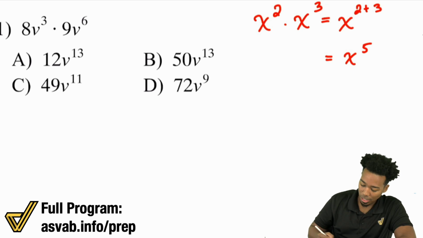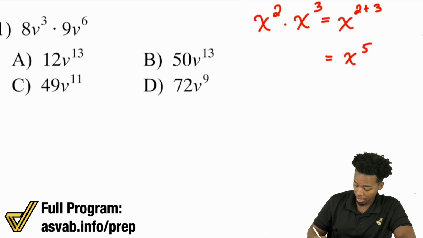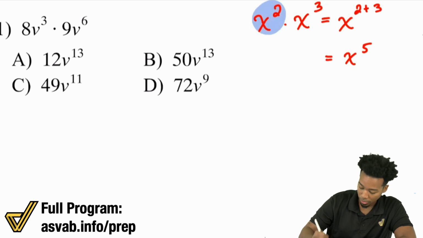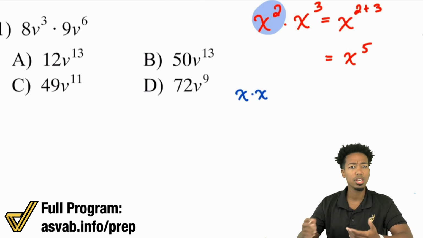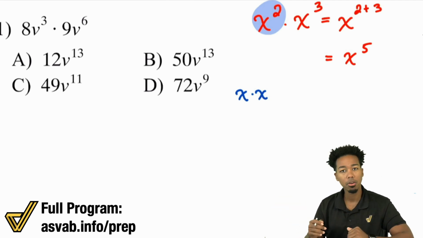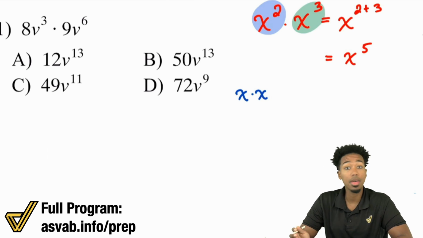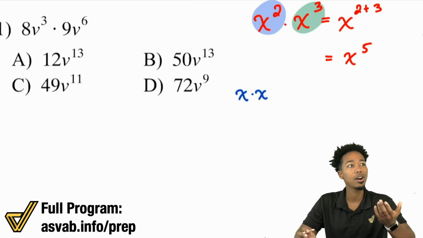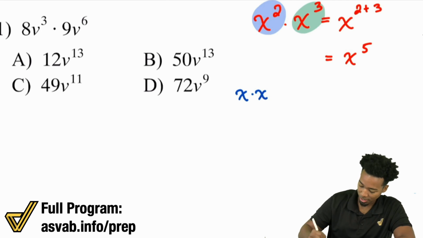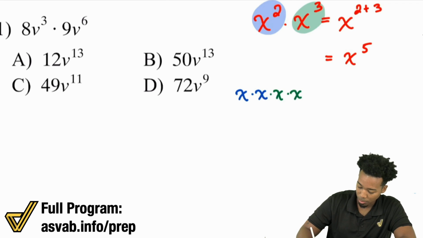The reason this works is very straightforward. First of all, I think we can all understand that x squared means x times x, right? When you're saying to the power of 2, the exponent of 2, that means you're multiplying that number by itself 2 times. Now, let's take a look at x to the power of 3. What does that mean? All that is saying is you have 3 x's being multiplied by themselves. And remember, they were already being multiplied. So you're now going to have 3 more x's being multiplied.